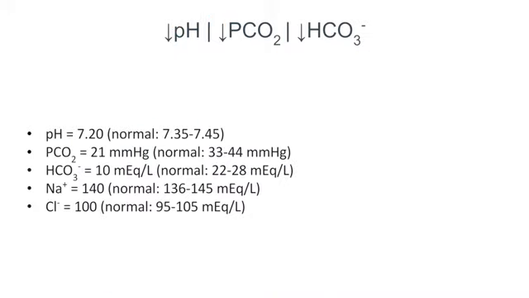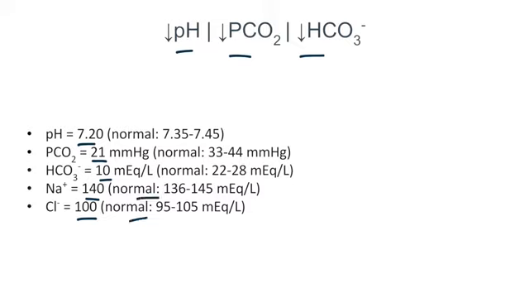Here's another example. Let's say a middle-aged man with a history of depression has attempted suicide by ingesting an unknown substance. His pH is 7.2, PCO2 is 21, bicarb is 10, sodium is 140, and chloride is 100. So low pH, low PCO2, low bicarb, normal sodium, and normal chloride.